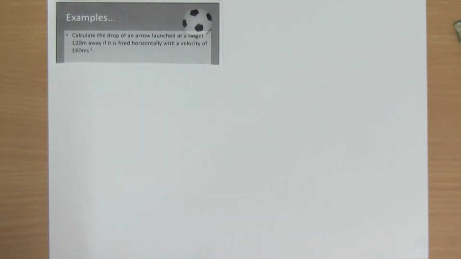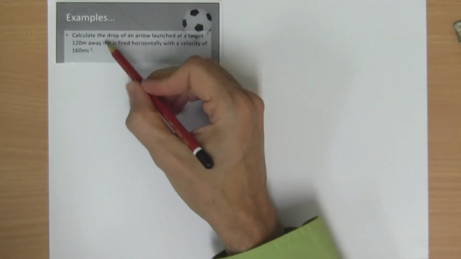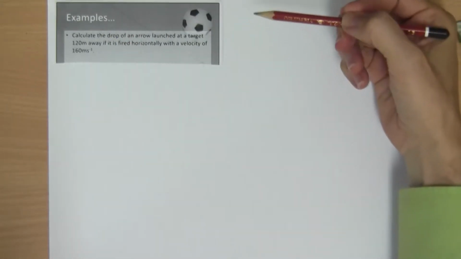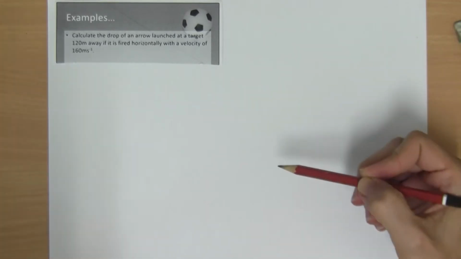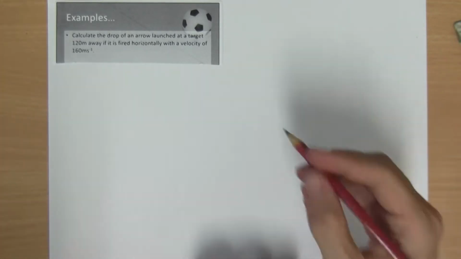And here's another horizontal launch example. Calculate the drop of an arrow launched at a target 120 metres away if it is fired horizontally with a velocity of 160 metres per second. First we have to know what drop is. The drop is the distance from where it was launched to where it hits the target. That's the drop.